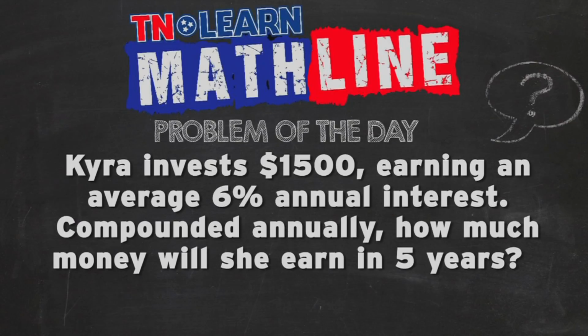Kira invests $1,500. Whew, I wish I had that to invest right now. Earning an average 6% annual interest. We're going to compound annually, and how much money will she earn in 5 years? Now, she's putting in $1,500, going to earn an average 6% annual interest. Whew, compounding annually, that gets kind of crazy when we start compounding because we get interest of interest. How much money will she earn in 5 years?